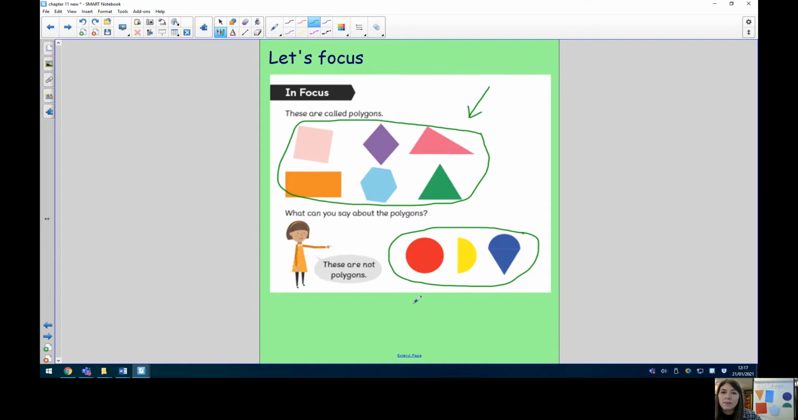So maybe have a talk with someone at home. What could you tell me about polygons? If this group up here are called polygons and this group here are not polygons, what must a polygon be? Maybe pause and have a chat. What do you notice about the polygons?